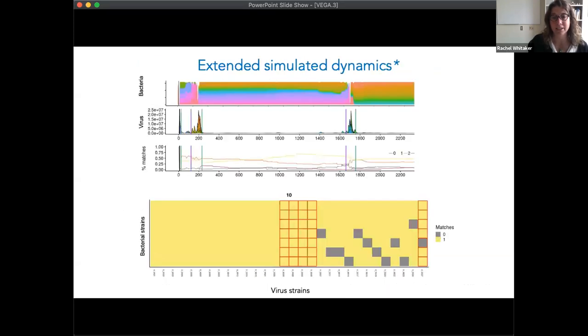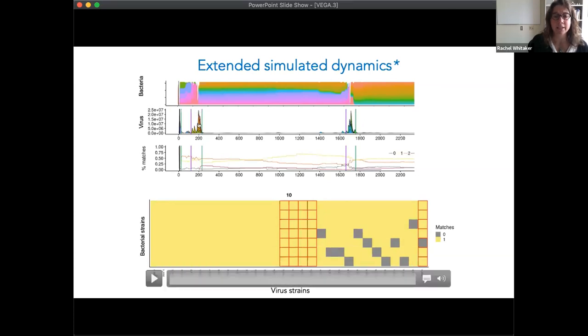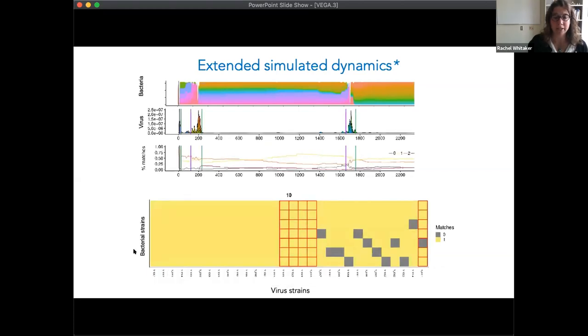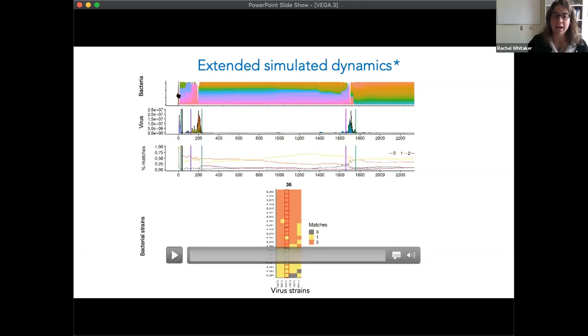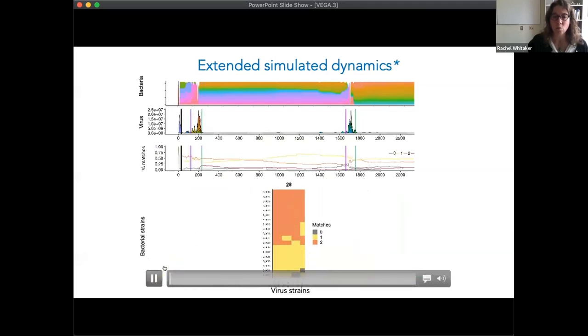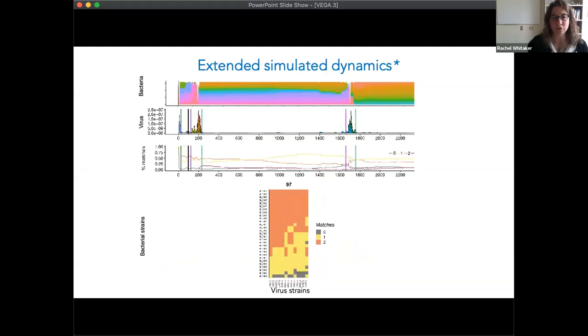So we decided to look at this throughout a simulation. Here's a simulation where the different colors represent different CRISPR types of bacteria, and the different colors of viruses represent different virus types. You can see the number of CRISPR spacer matches accumulating and changing over time. And then below, you can see the weighted network that compares the immune structure of bacterial strains to virus strains. So as we ran these simulations, we were able to watch the structure change over time.